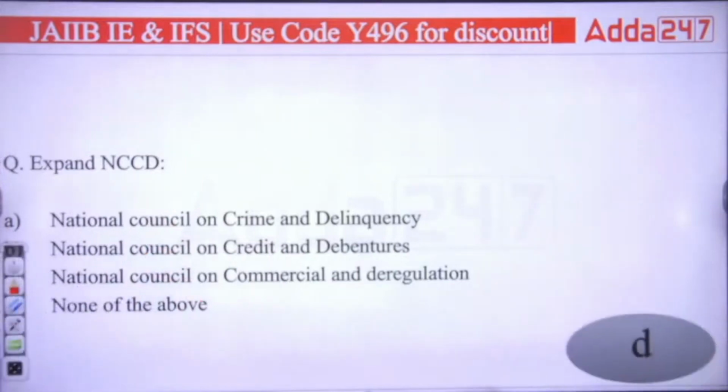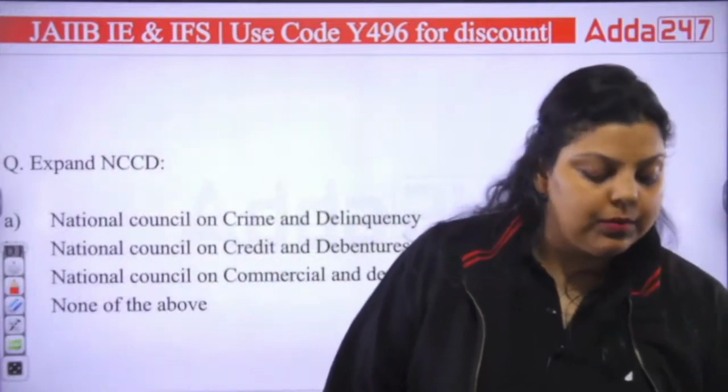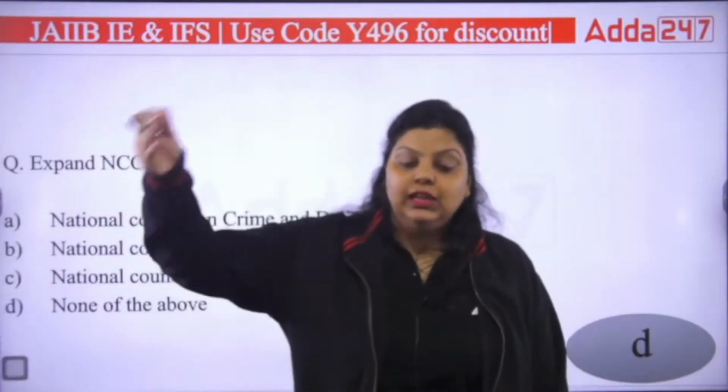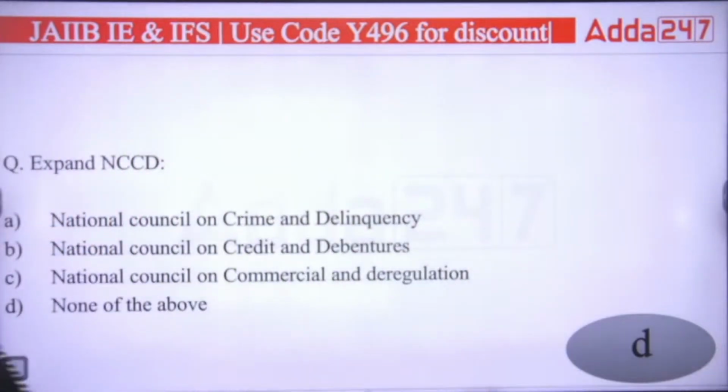So NCCD is the fund that the government has to give to overcome any kind of natural disaster, natural calamity, out of the total earning of the taxes. That's the NCCD we have. So the right answer is D here.